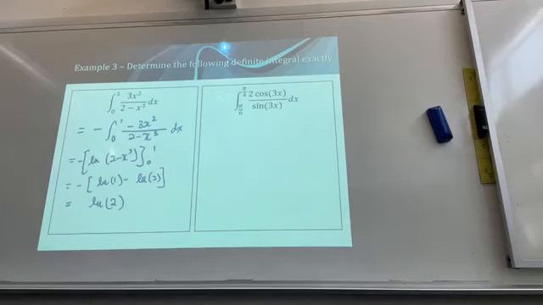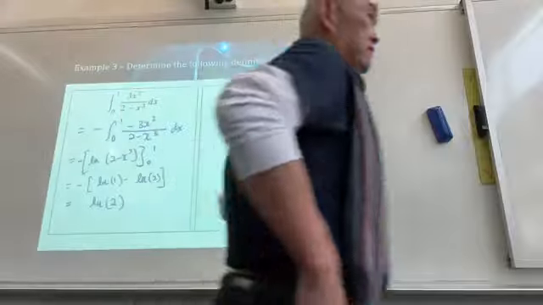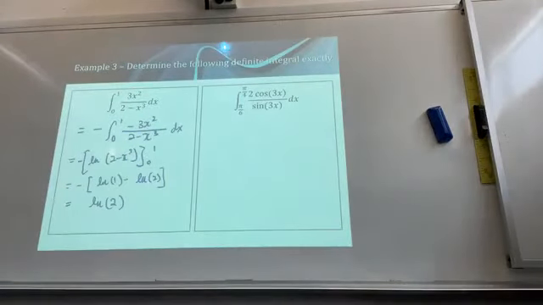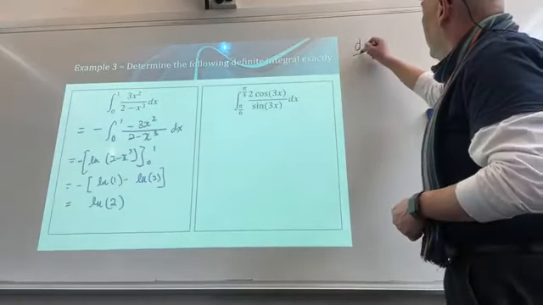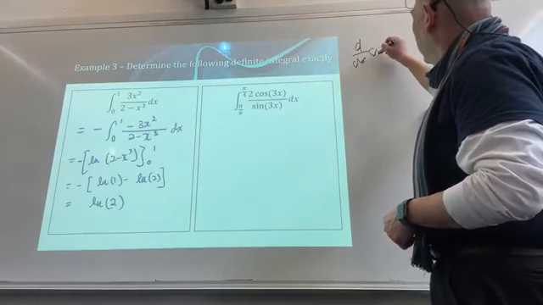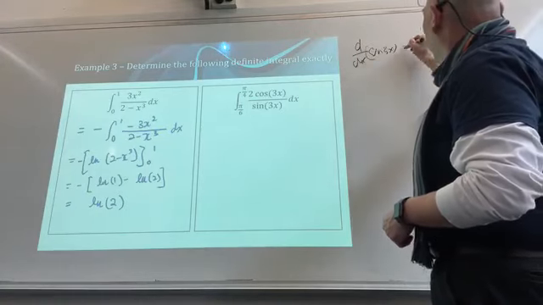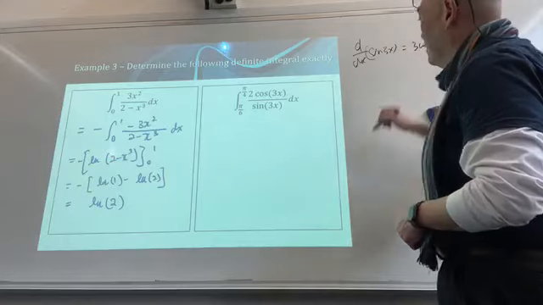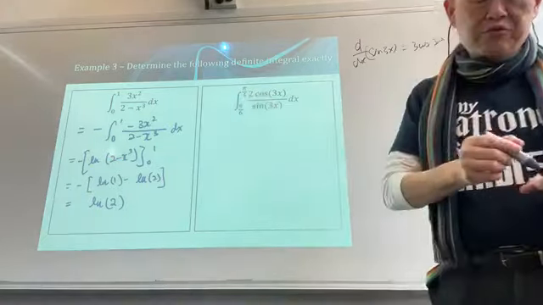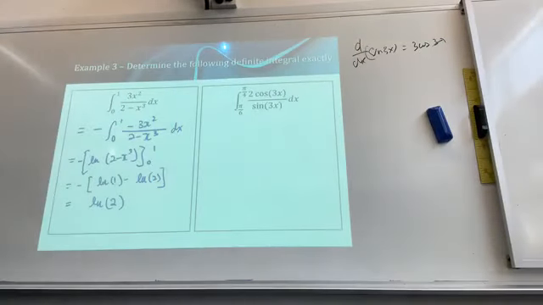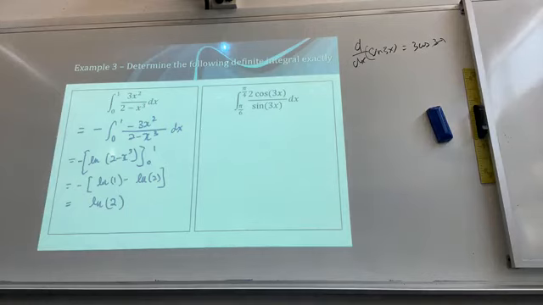What is d/dx of sine 3x? You need to recognize that first. d/dx of sine 3x is 3 cos 3x. But this is 2. What are you going to do with that? 2 and 3. Ln of pi and 4.